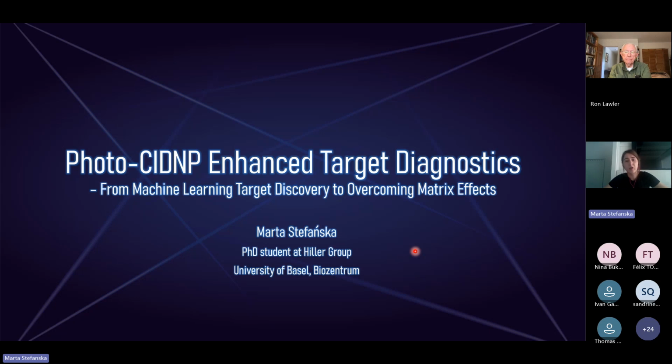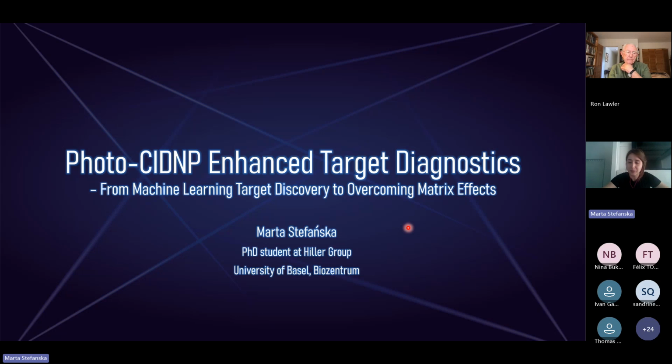So I'm going to talk about finding new targets with machine learning, about the matrix interference effect that unfortunately affects our Photo-CIDNP enhancement. And finally, show you some strategies for how we can successfully quantify our signals in these very complex matrices that interfere with our signal.